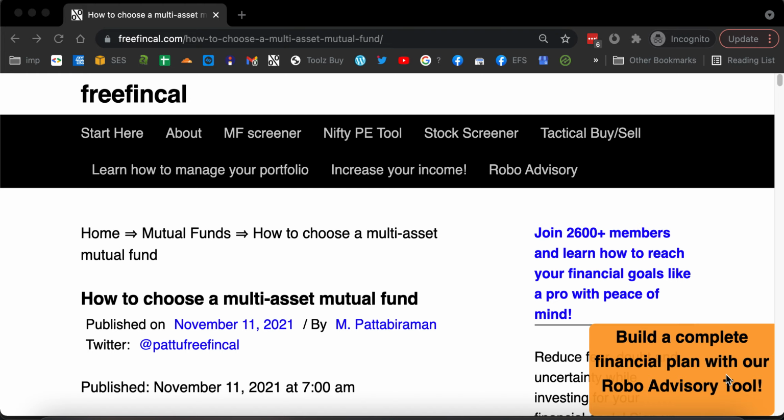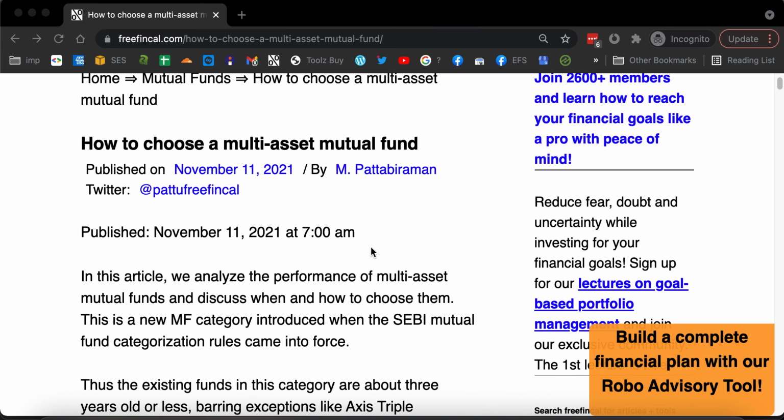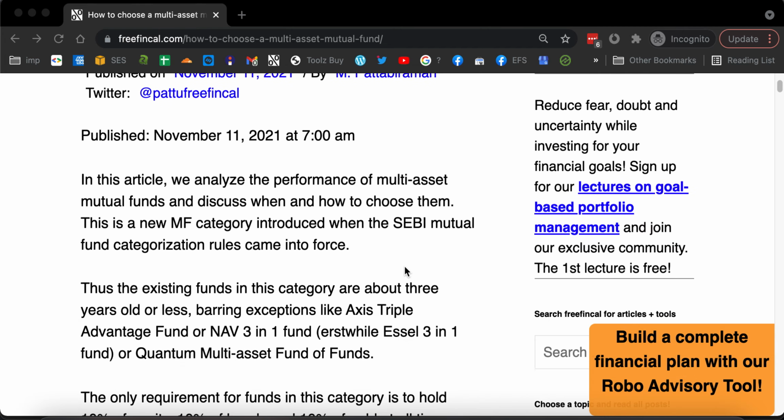Today, let's talk about how to choose a multi-asset mutual fund. We shall look at the features of a multi-asset fund by looking at the standard deviation and the maximum drawdown of funds in the category. Now, a multi-asset fund is a new category. It was introduced by SEBI. I think it came into existence only from mid 2018 onwards.